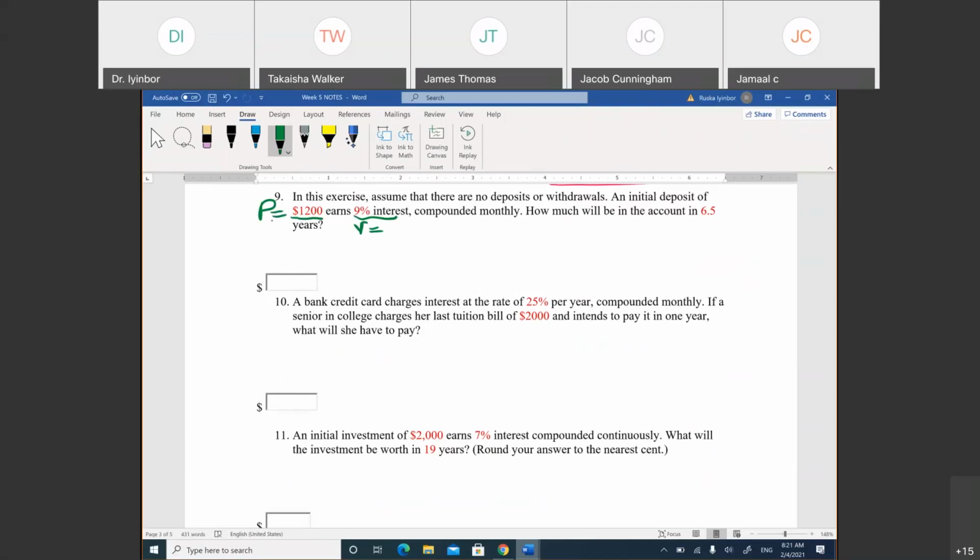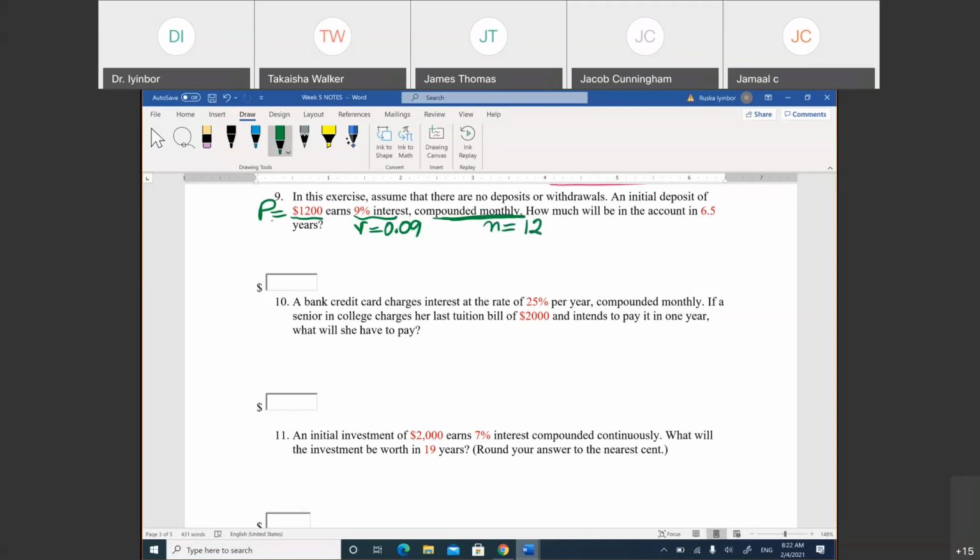0.09. Yes, good job. So the rate is going to be 0.09. You divide by 100. That's how you get it. Now it says compound monthly. So the word after compound is going to tell me what N is. So what is N if it's monthly? How many months do you have in 1 year? 12. That's right. 12.